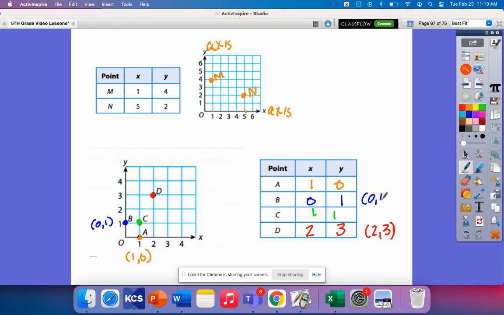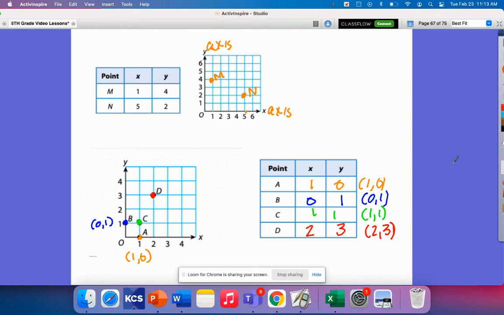So my ordered pairs would look like (2, 3), with the parentheses around it. This one would be (0, 1). And this one would be (1, 0). And then the green, which represented C, is (1, 1). So that is how I would write them with those parentheses around them. That is the end of today's math strategy video.